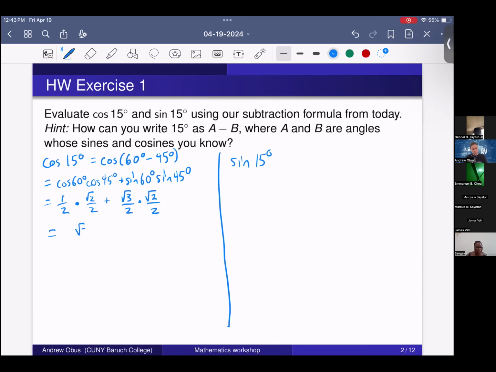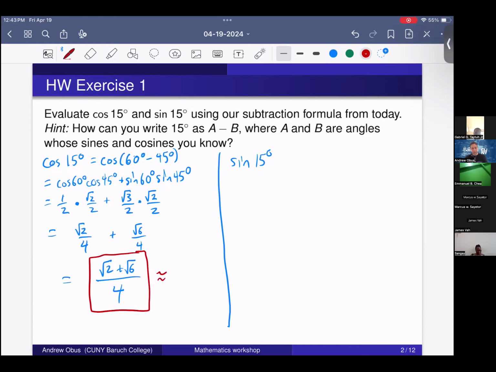So this becomes square root of 2 over 4 when I multiply them, plus square root of 6 over 4. So if I want to write a final answer, this is square root of 2 plus square root of 6 over 4. Okay. So that's cosine of 15 degrees. It's square root of 2 plus square root of 6 over 4. Okay, generally not something that I have memorized, but that's what it is. And if you want this in decimals, this is about equal to 0.966. Okay, so it's quite big.